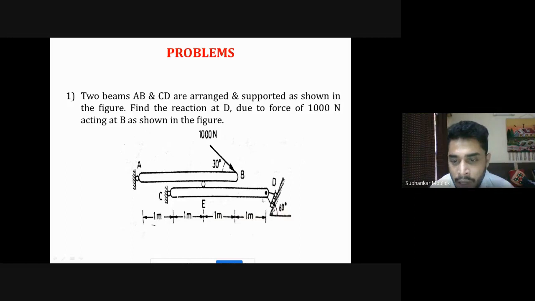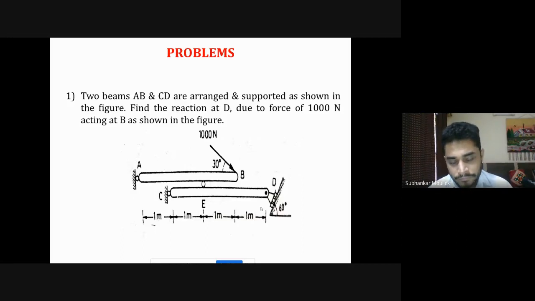So what I need to find out is the reaction exerted by this roller at point D. Before that, first you have to analyze. Can you tell me whether in this problem rotation is happening or not? If rotation is happening, then moment will come. If rotation is not happening, moment will not come. So first you have to analyze the problem and tell me whether the rotation is coming or not.